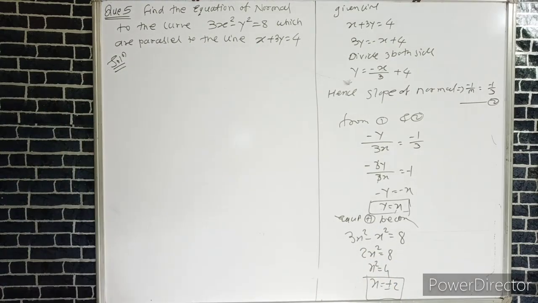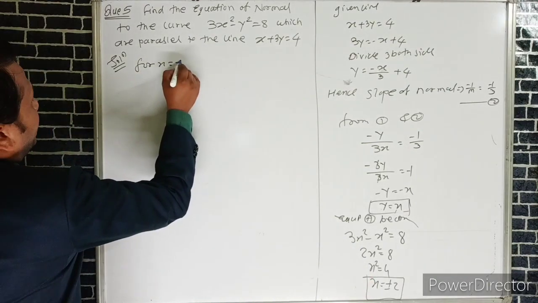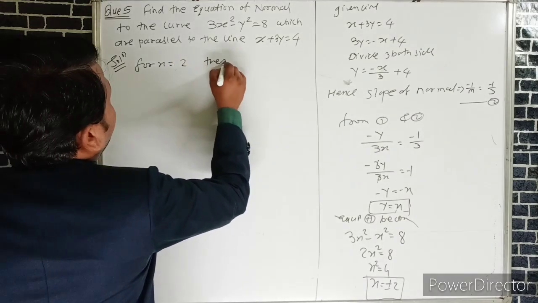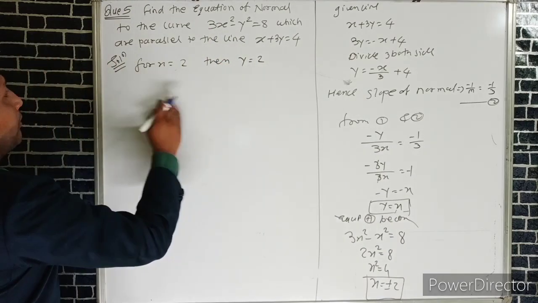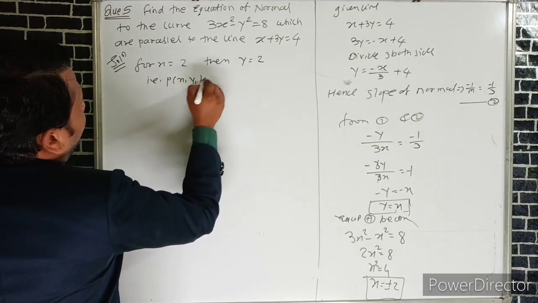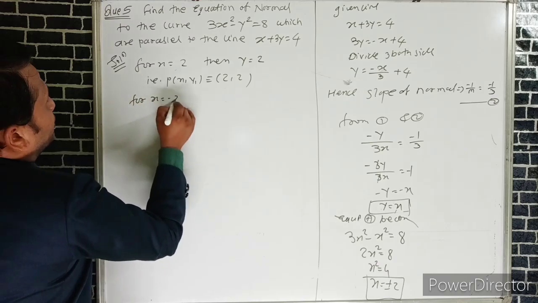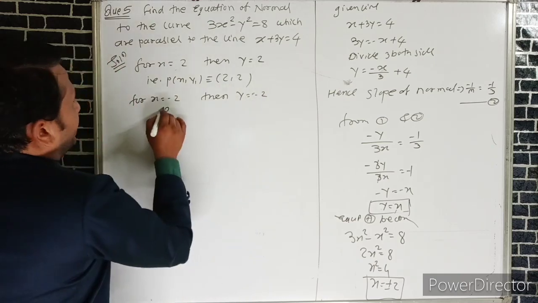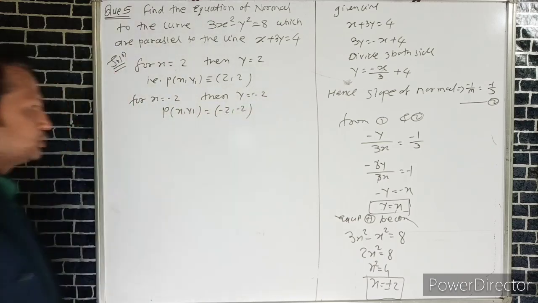Now we can calculate here for x is equal to 2 or x is equal to minus 2. Then by calculating this value, y is equal to 2. It means that the point P (x1, y1) is represented by 2 comma 2. For x is equal to minus 2, y is also equal to minus 2, then point P (x1, y1) lies on minus 2 comma minus 2.